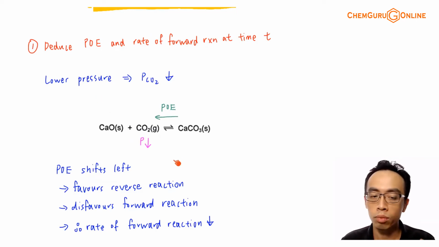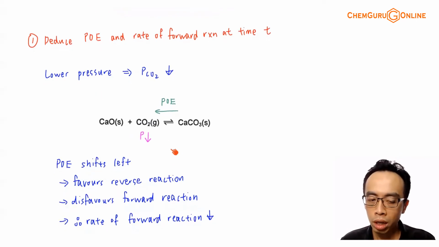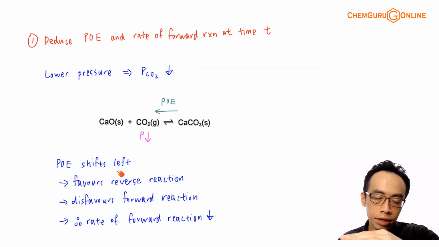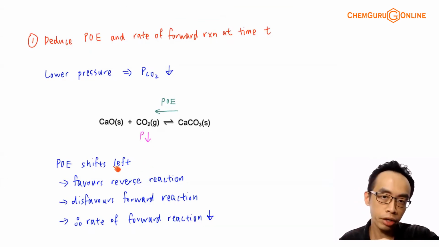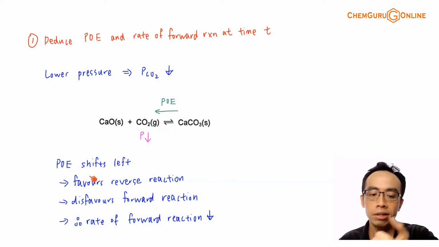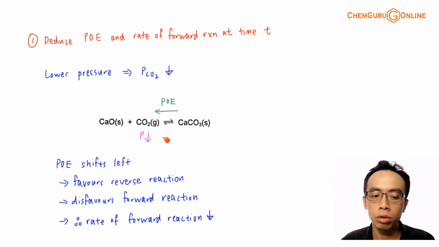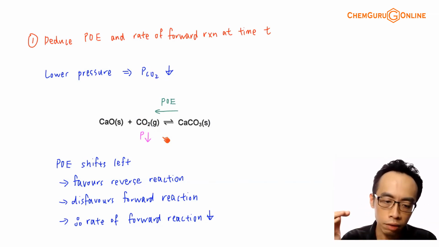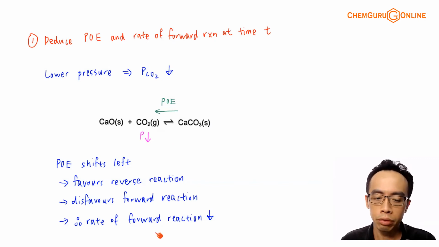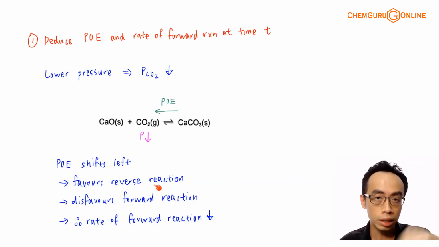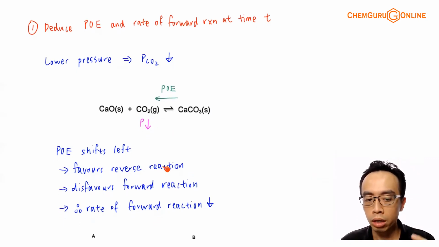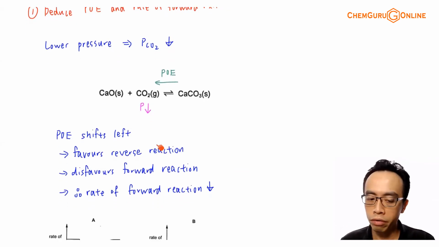So essentially, this is what the system will do. Position of equilibrium shifts left. Basically, it is favoring the reverse reaction. It also means that it is disfavoring the forward reaction, because we want to link it to the rate of the forward reaction. If it likes the reverse reaction, it doesn't like the forward reaction. If it disfavors the forward reaction, the rate of the forward reaction will decrease. So we do expect a drop in the rate of the forward reaction.